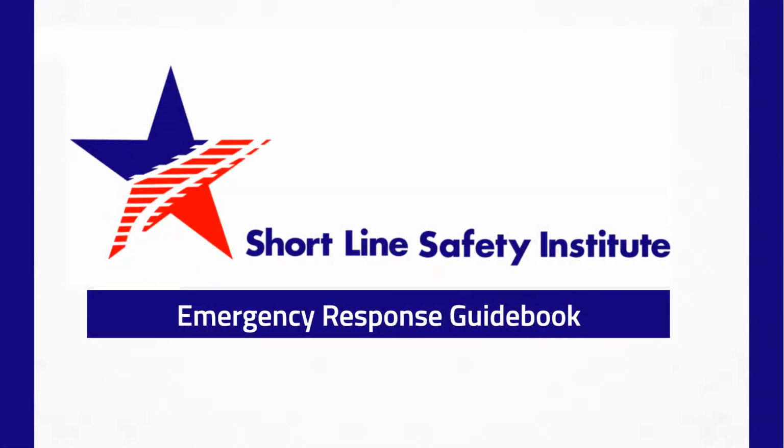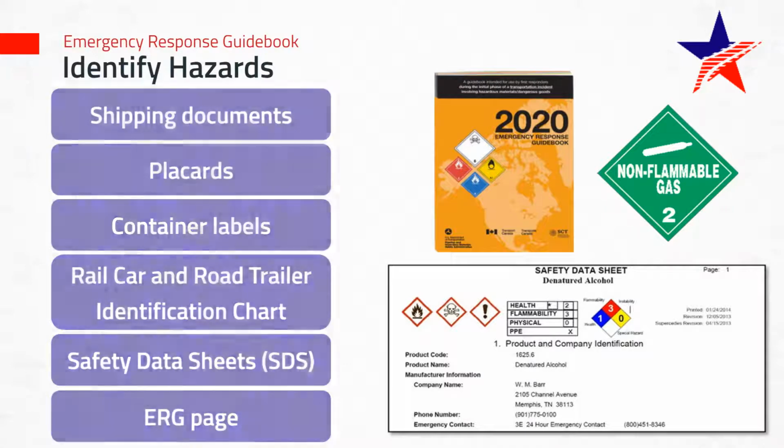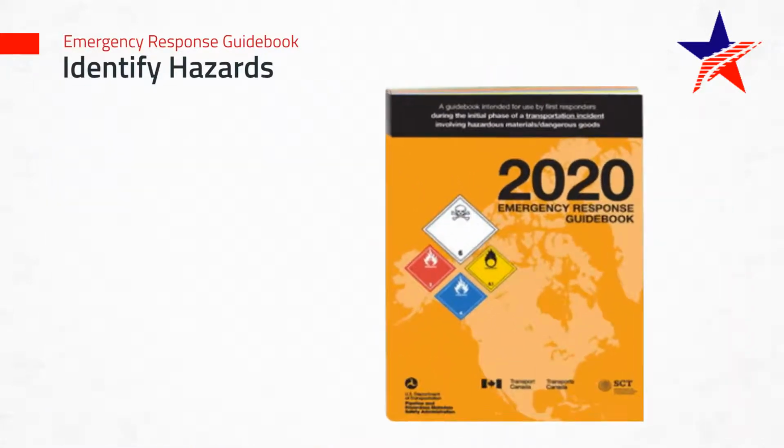The following is a basic overview on using the Emergency Response Guidebook. There are a number of ways to identify the contents of a rail car. You can use some or all of these. You should also be in possession of an Emergency Response Guidebook, which is commonly referred to as ERG.